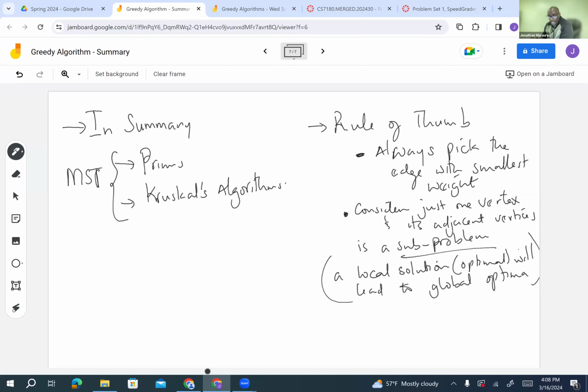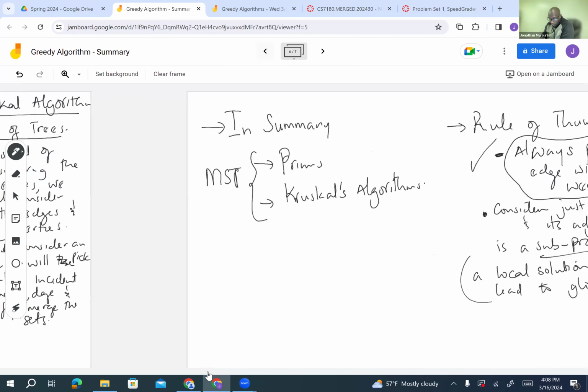This is what we are thinking. Our local solution or local optimum will lead to the global optimum. So we come up with a rule of thumb: always pick the edge with the smallest weight. That's what we are doing in our case here. Our belief is that a local optimum will lead to the global optimum.